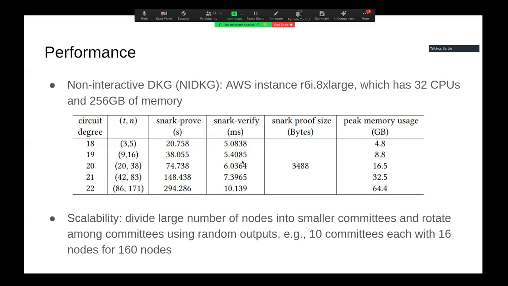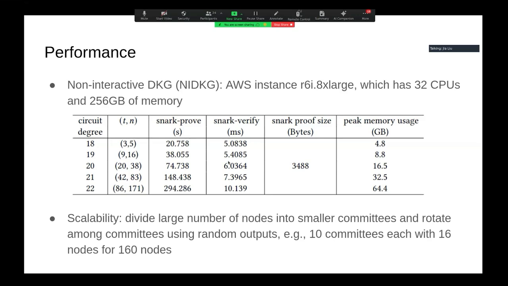So to improve the scalability and to avoid using big machines for generating the SNARK proof, we can divide the large number of nodes into smaller committees. Each committee will run their own DKG setup. And then for generating randoms, we can rotate among these committees based on the previous random outputs.